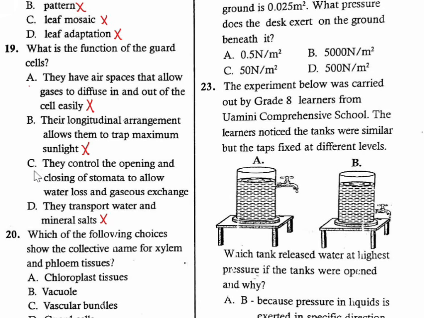Part C, they control the opening and the closing of the stomata to allow water loss and gaseous exchange. And therefore, 19C is the correct answer. That is the function of the guard cell. They control the opening and the closing of the stomata. Number 20.